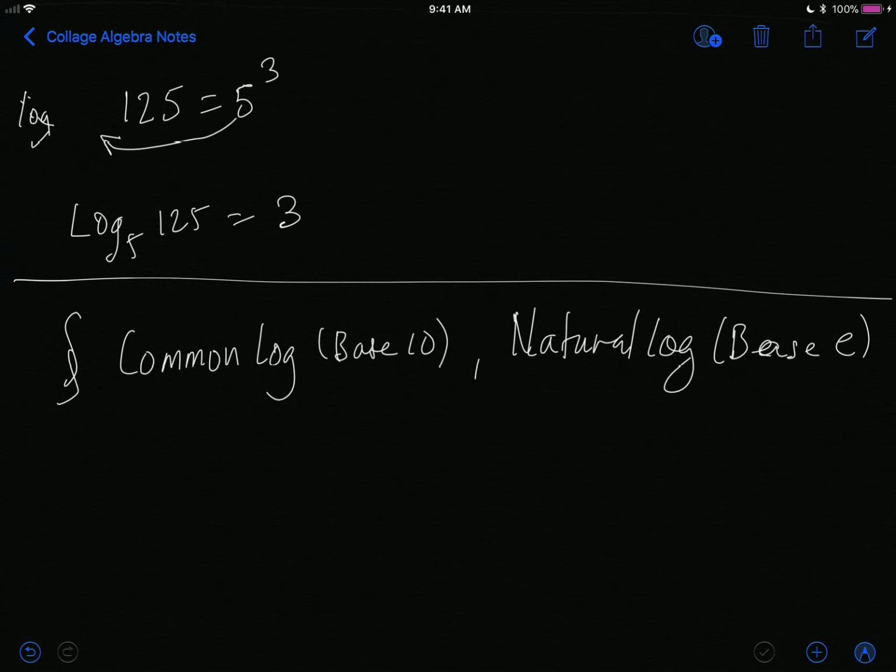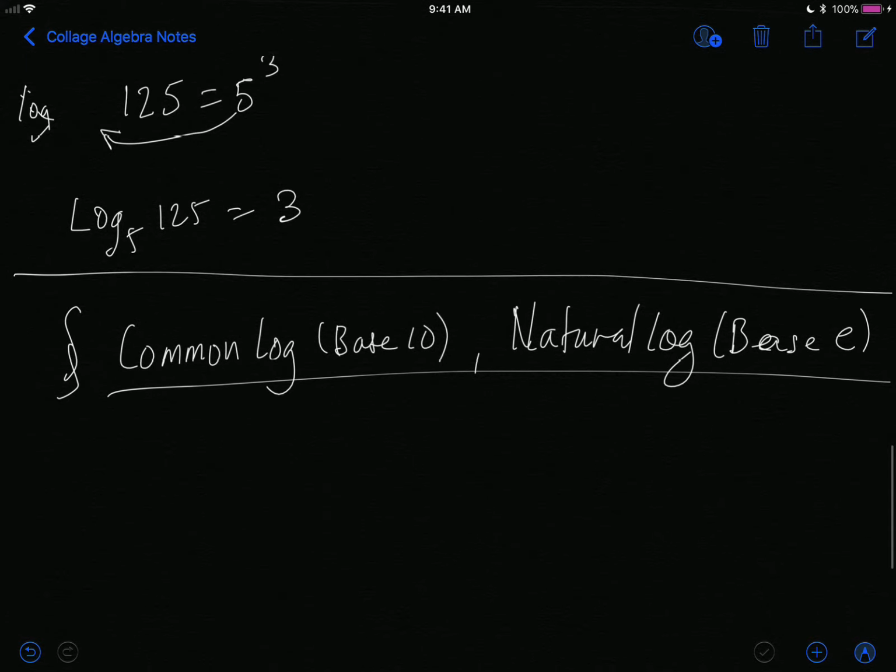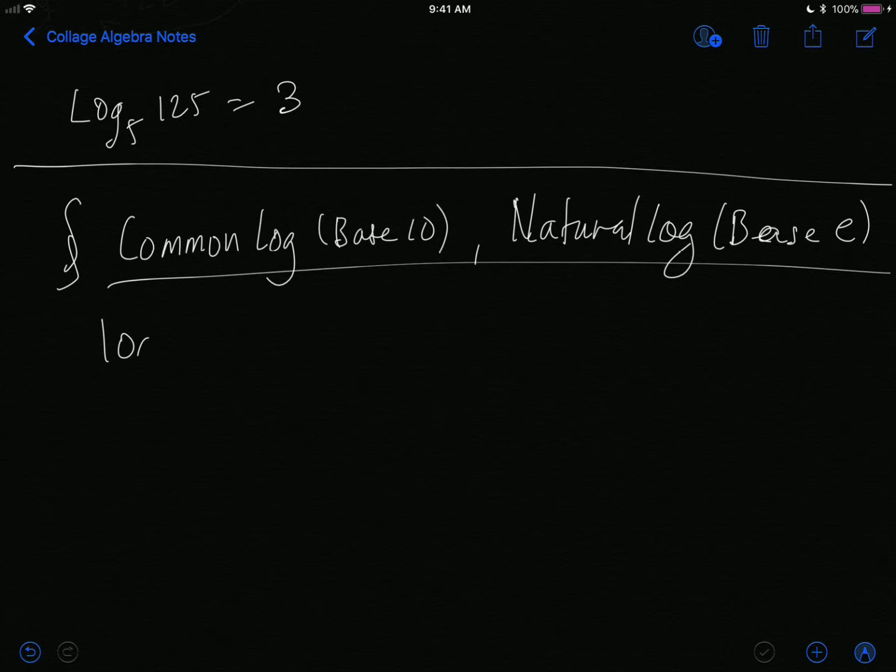E is that number right here. Well, if I have log base 10 of x, I simply do not write the 10 down. Every log must have a base. Remember, base must be greater than 0. Base cannot be 1. Every log must have a base. So if we do not see a base, that means the base is 10. It's there, we just don't write it down.